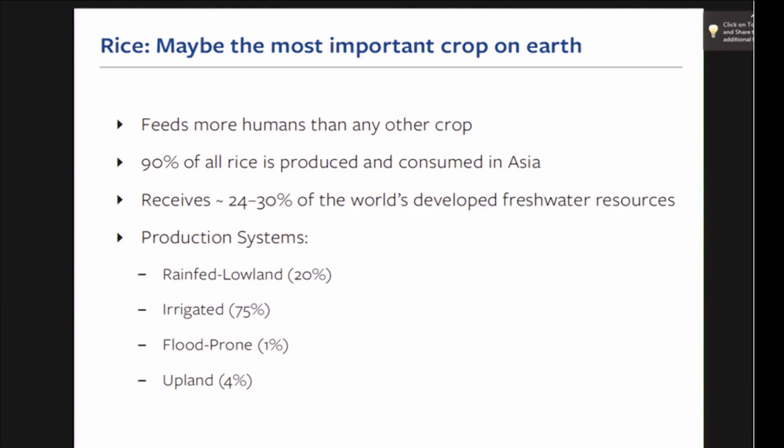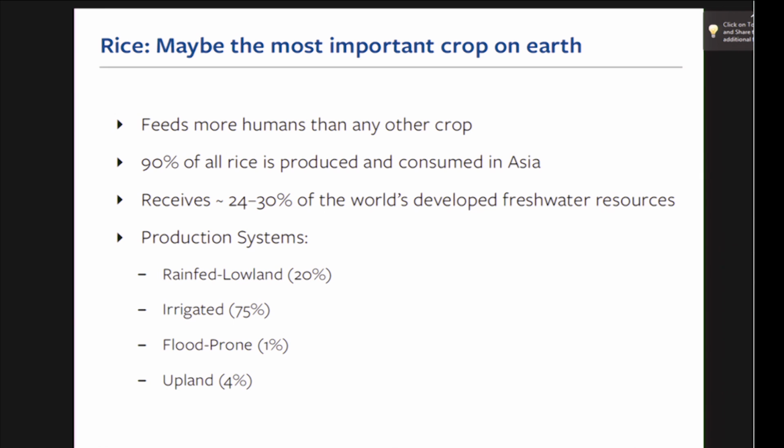So just to give you an idea here, rice may very well be the most important crop on Earth. It feeds more humans than any other crop. 90% of all rice in the world is produced in Asia and consumed there as well. And the number that always gets me, I've pulled this number out many, many times, is that it receives 24 to 30% of the world's developed freshwater resources. That's a staggering amount of water.